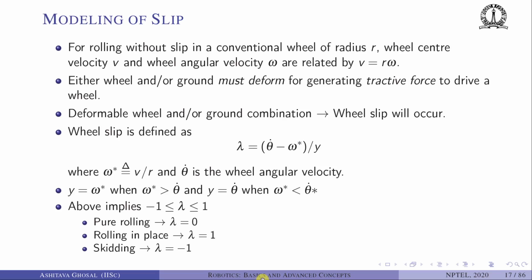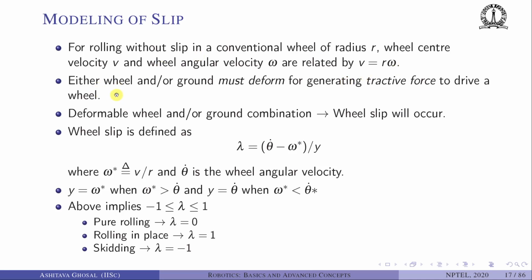So, let's continue. We need to now look at slip. We need to model the slip firstly. For rolling without slip in a conventional wheel of radius r, the wheel center velocity v and the wheel angular velocity omega are related by v equals r omega. This is obvious, straightforward.